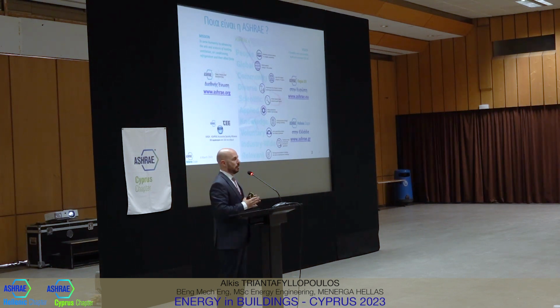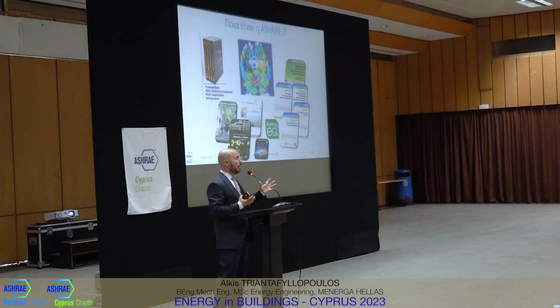Usually a country has one chapter, but not necessarily. In the US we see plenty of chapters within the same country. We have a chapter in Spain. We used to have 2 or 3 chapters in the UK, now we only have 1. Chapters in Cyprus as well, and Greece as well. So these are the 3 stages of ASHRAE that you can see.